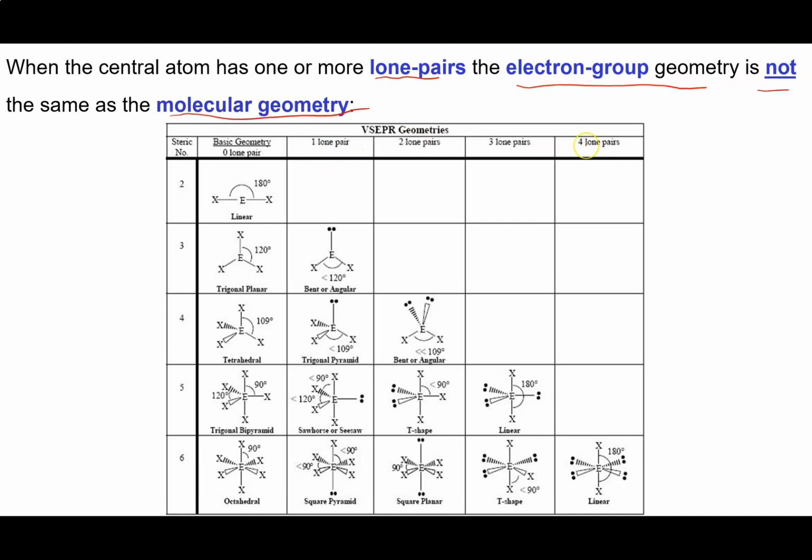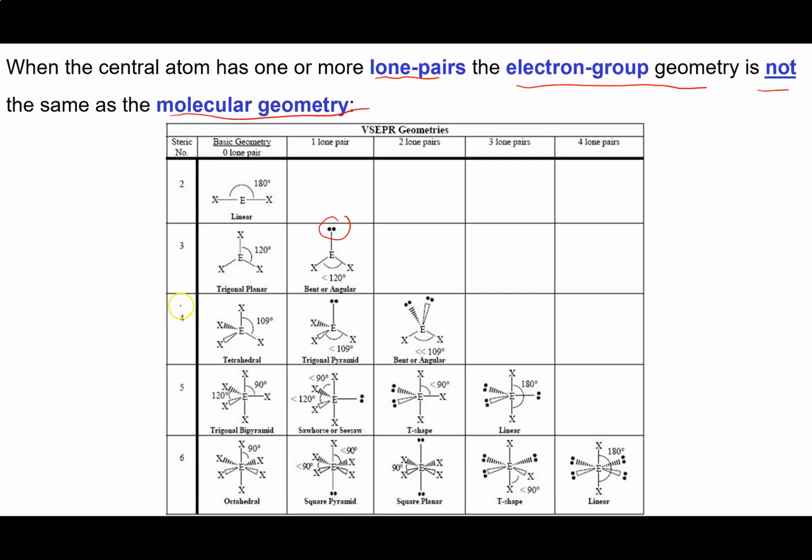Then in the subsequent columns, I have what the molecular geometry becomes when we have one of our electron groups being a lone pair, 2 of our electron groups being lone pairs, 3 of our electron groups being lone pairs, or 4 of our electron groups being lone pairs. So if we have steric number 3 and one of our electron groups is a lone pair, the molecular geometry is referred to as bent or angular.